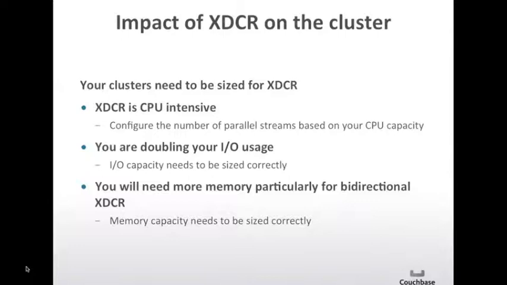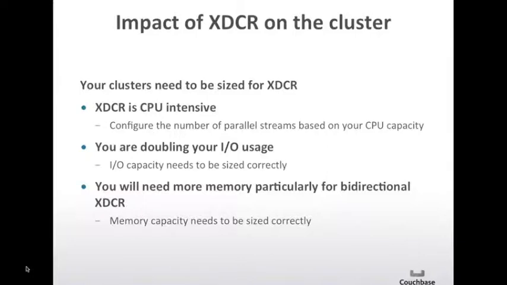We do provide a bunch of configuration settings where you can increase or decrease the streams depending upon your CPU capacity. But what we recommend is, if you are trying to have an XDCR, you need to size it properly based on your CPU capacity. XDCR is also memory intensive, because it's basically doubling the data in case you have a bidirectional replication going on. It's going to definitely utilize more memory, so it's recommended to size your memory accordingly.